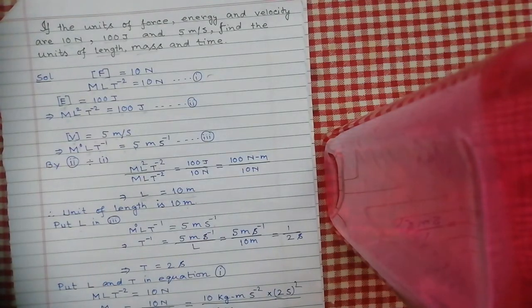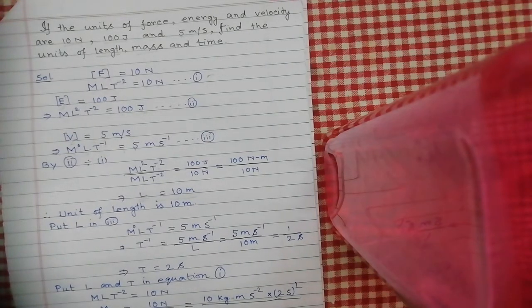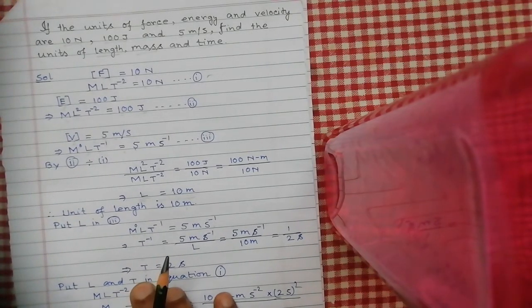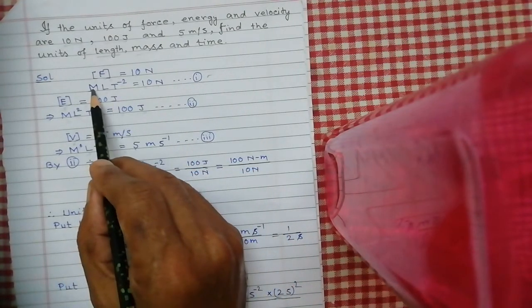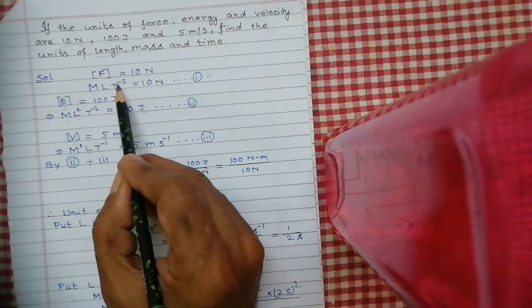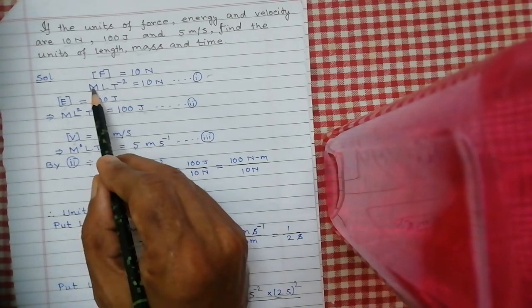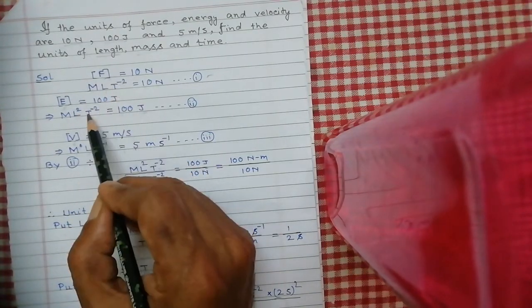By solving these 3 equations, you have to find the value of m, which will be the unit of mass, the value of L, which will be the unit of length, and the value of T, which will be the unit of time. Now check equation number 1 and 2. Then you get here m and m, and t to the power minus 2 and t to the power minus 2.